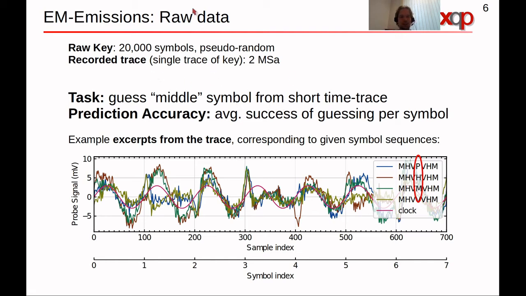Now let's look at some raw data. We record a single trace, 2 megasamples, which means that 20,000 symbols is recorded with 100 samples for the duration of each symbol. And we select from this 20,000 symbol long key sequences in the key that look like this, and they differ only by one symbol. And then we find in the recorded trace the time intervals that correspond to these parts of the key and overlay them. This data is not processed other than amplification. And also we add the clock frequency here for reference.